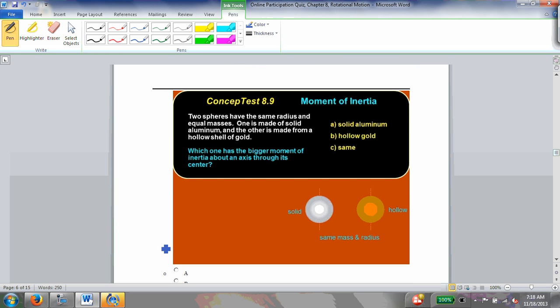All right, two spheres of the same radius, equal masses. One is solid aluminum, the other is a hollow shell of gold. Gold is higher density than aluminum, so you can have this hollow shell that has the same mass as a solid sphere. Which has the bigger moment of inertia? Well, moment of inertia is defined as the sum of mr squared. So the one with more mass at bigger radii will have the larger moment of inertia, and that's going to be the gold.